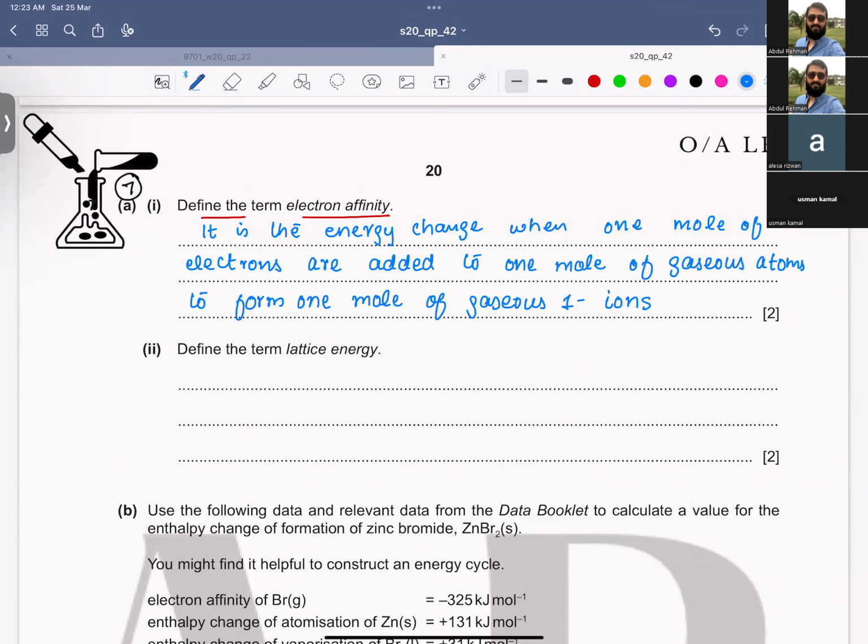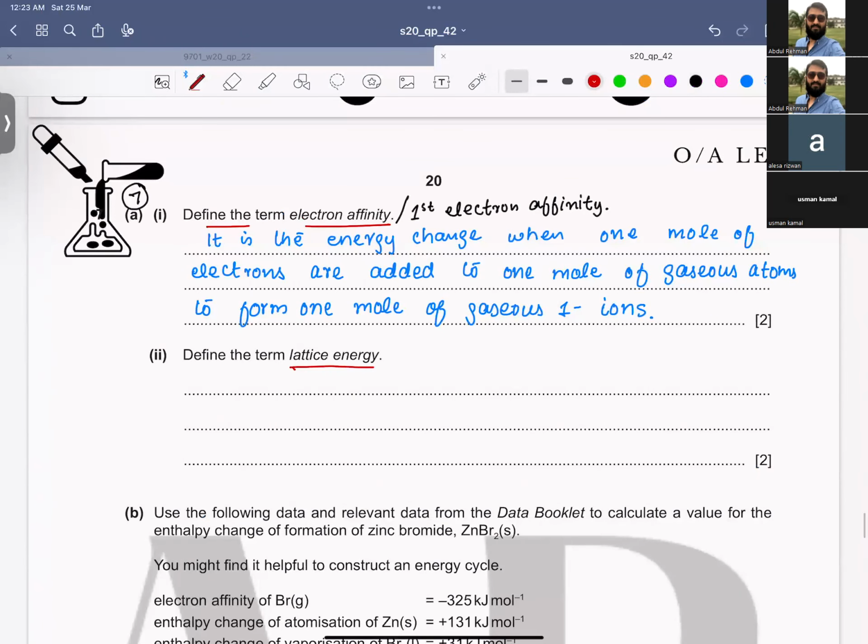So it is basically the one I wrote is specifically for the first electron affinity. So whenever examiner asks you to define the term electron affinity, or examiner asks you to define the term first electron affinity, you can write this definition in either case. जी सबको क्लियर है? तो definitions kindly याद कर लीजिएगा. Next you have again a definition. Define the term lattice energy.